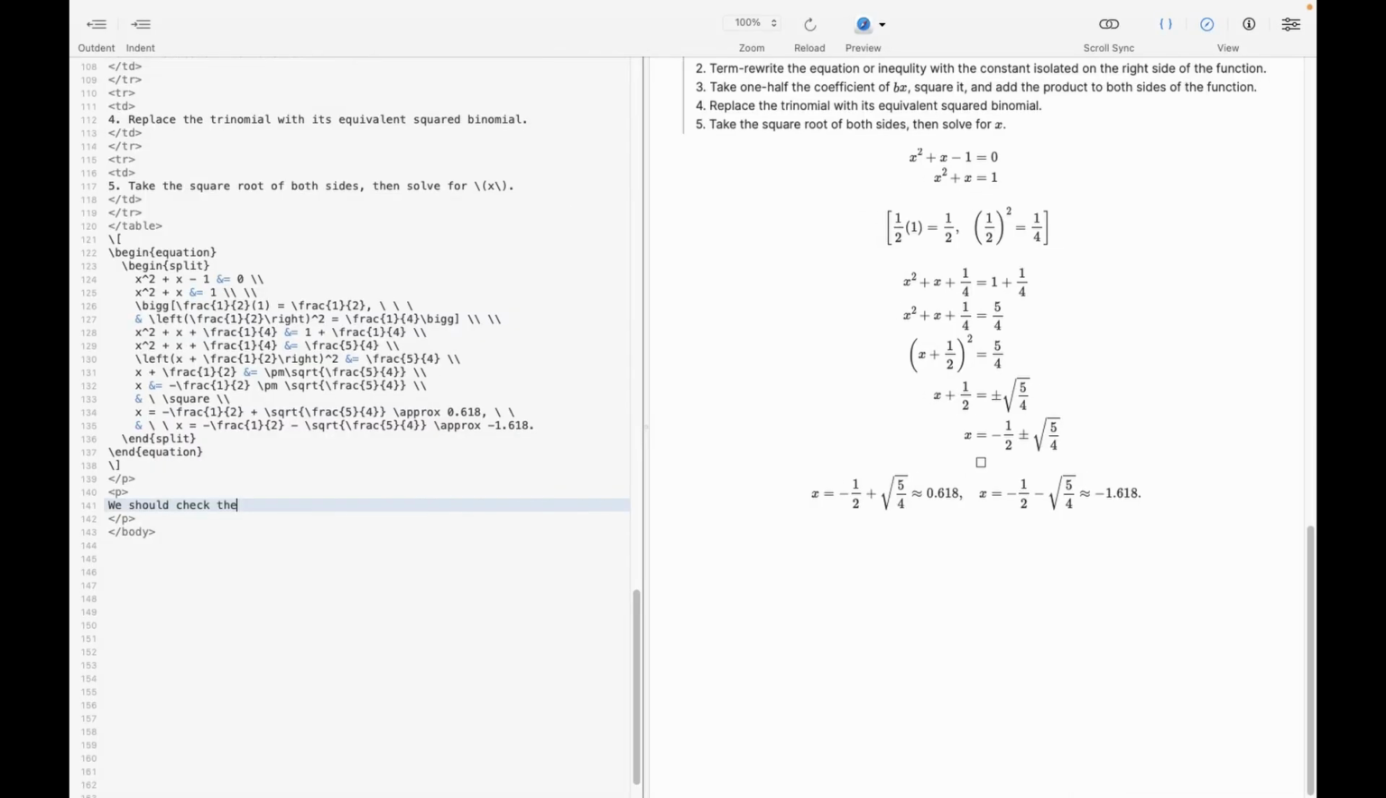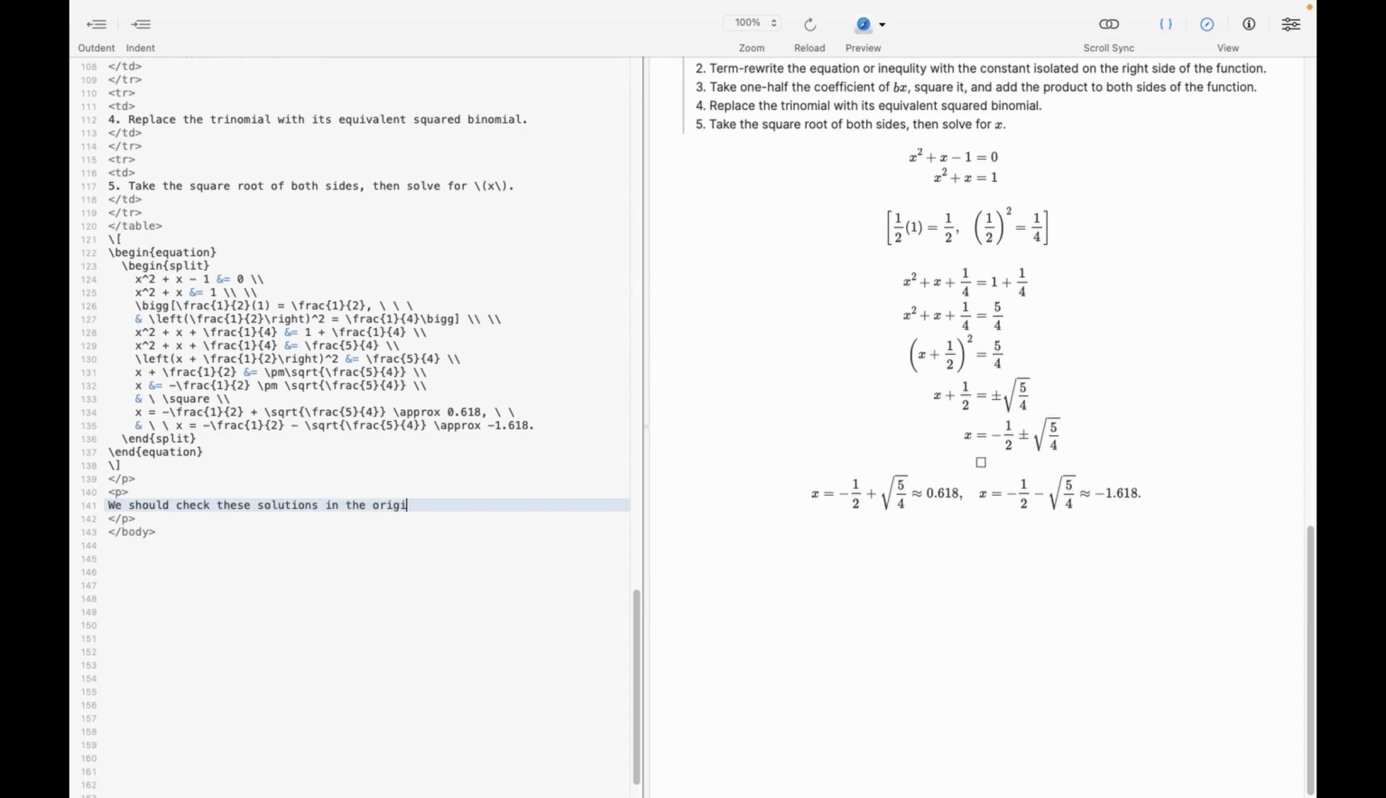Okay, so if we have obeyed the laws of algebra and the rules of arithmetic, we should end up with x equals approximately 0.618 or x equals approximately minus 1.618 as our real solutions or roots to this particular inequality.